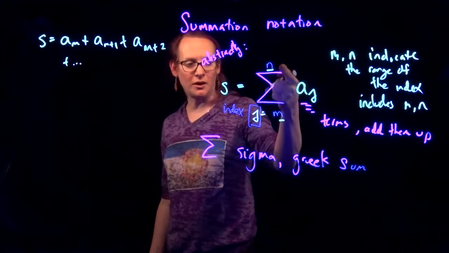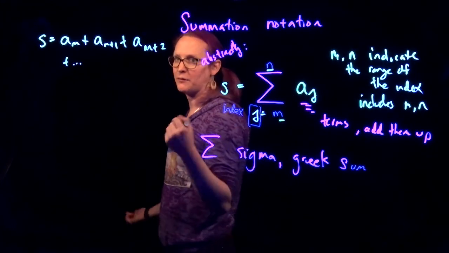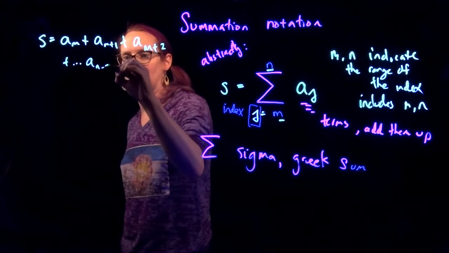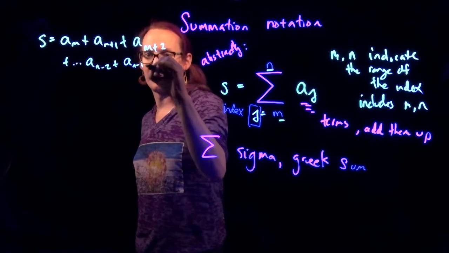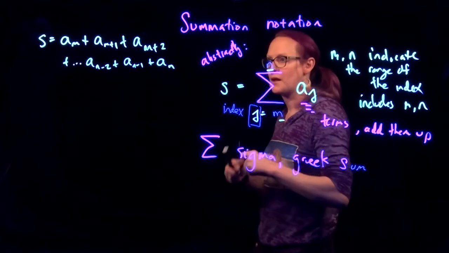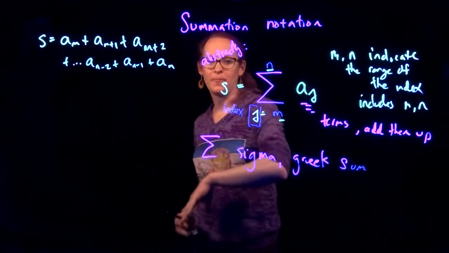now because I don't have concrete values for m or n, I have to be generic. So when I get close to n, I'm going to start writing them. I'm going to go a sub n minus 2, a sub n minus 1, and then finally a sub n. And I add them all up.